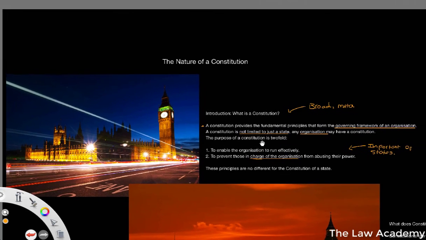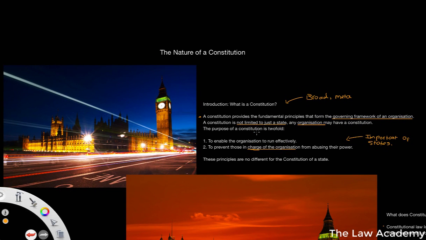We're going to be looking at the major principles that underlie the UK Constitution. And then in later lessons, we're going to be picking apart each of these principles and looking at really what they mean, and looking at different interpretations over the years of each of these different principles.